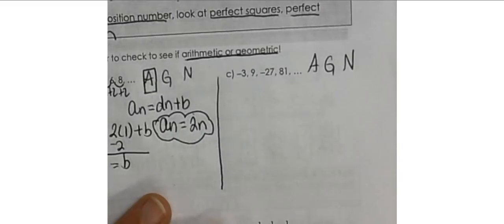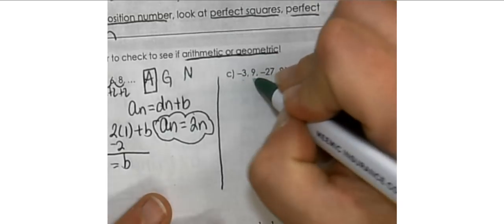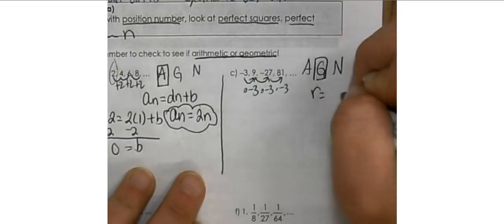For letter C, we want to decide, is this arithmetic, geometric, or neither from the very beginning. So I'm going from -3 to 9, from 9 to -27, -27 to 81. And it appears as if in order to go from -3 to 9, I'm multiplying by -3. And to go from 9 to -27, I'm multiplying by -3. So because I'm multiplying by -3 each time in order to get to my next value, that means that this is geometric. And my r value is equal to -3.